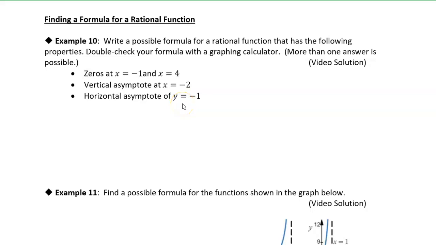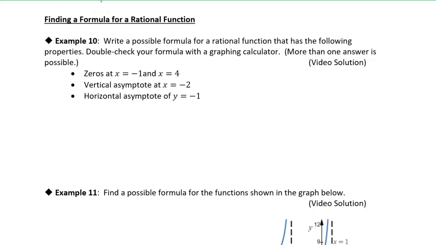All right, in these last two examples, we're going to look at finding a formula for a rational function given some information about the function, about its zeros and its vertical asymptotes or its horizontal asymptotes. And so we're going to try and write a formula. So let's take a look at this first one. We want to write a possible formula for a rational function that has the following properties. And we can check this using a graphing calculator or with something like Desmos.